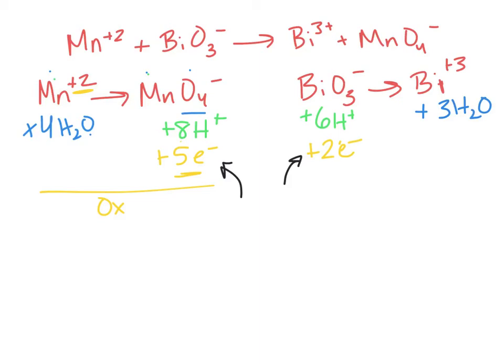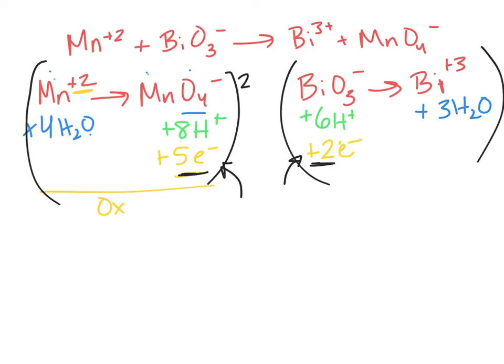Because if this left-hand one is making 5 electrons, I need to use up 5 electrons on that side. Now, there's not a super easy way to make 5 and 2 equal, but what I'm going to do is make them both equal to 10. So I'm going to multiply this side by 2 and multiply this side by 5. And now I'm going to squish them back together.